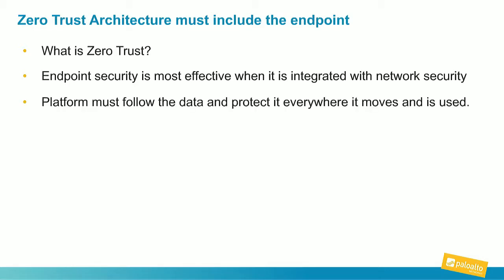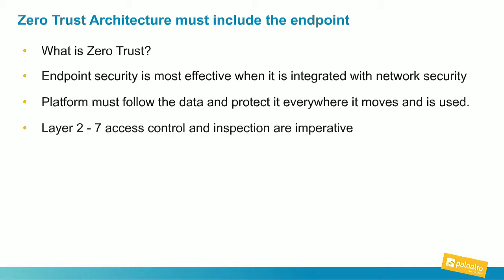And then we'll talk about how the platform that does the integration has to be data-centric, and we must follow the data and protect it everywhere as it moves, as it's used. This is really a data story. We'll talk about the Layer 2 access control and inspection that has to go all the way through Layer 7. So this is a big story of talking Layer 2 through Layer 7 in Zero Trust, and not just focusing at lower layers of the stack where we don't have as much visibility into what's happening. And then I'll turn it over to Lieuwe, and he'll talk about what he's doing specifically.